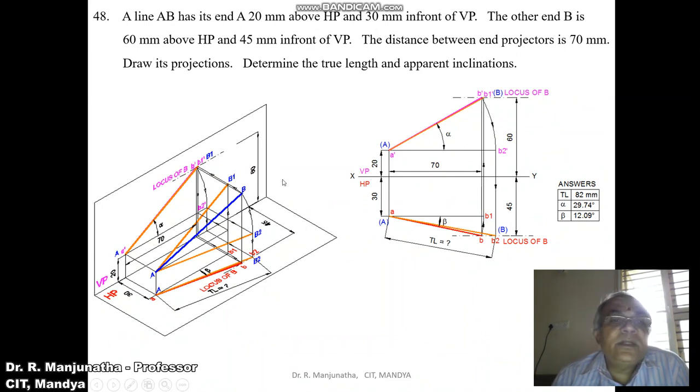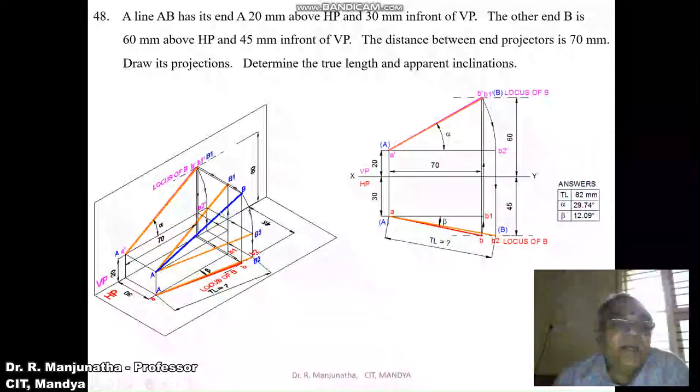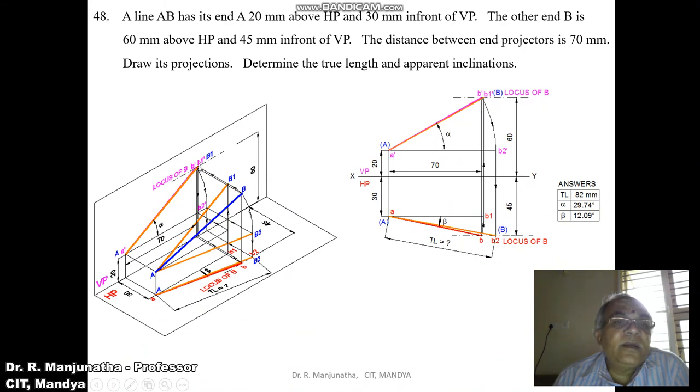Now we need to find out the true length. To find the true length, what should we do? We have to make the line parallel to one of these planes. If we make it parallel to VP, then we get the true length in VP. If we make it parallel to HP, then we find the true length in HP. So we need to do both. How to do that? With A as center, taking the radius AB, when you rotate this to make it parallel to VP, B will move to B1, so that A is in front of VP by 30 mm and B1 should also be in front of VP by 30 mm. Then when it is projected from the front view, it will fall on the locus of B in the front view.